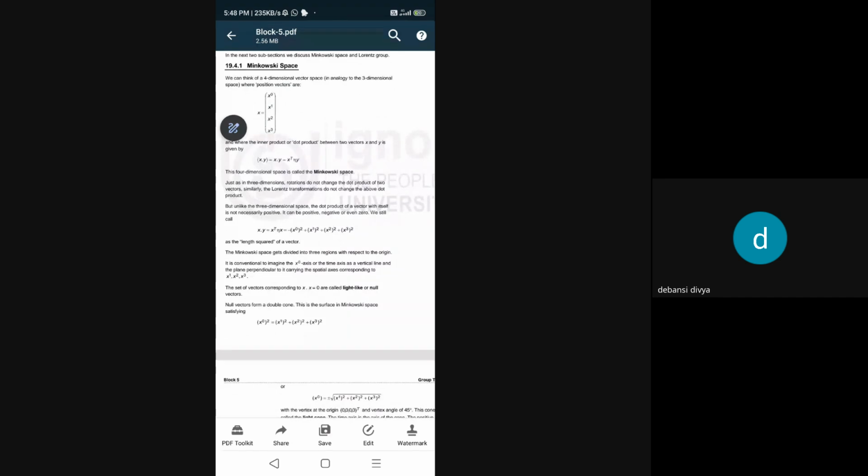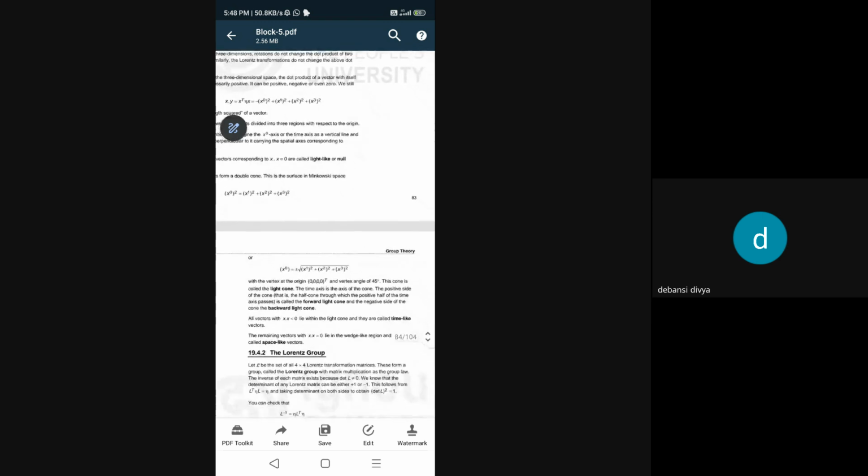The set of vectors corresponding to x dot x equal to 0 is called the light-like or null vectors. Null vectors form a double cone, the surface in Minkowski space satisfying x0 square equal to x1 square plus x2 square plus x3 square, that is x0 equal to plus or minus the root of x1 square plus x2 square plus x3 square, with the vertex at the origin (0, 0, 0, 0) transpose and a vertex angle of 45 degrees. This cone is called the light cone. The time axis is the axis of the cone.